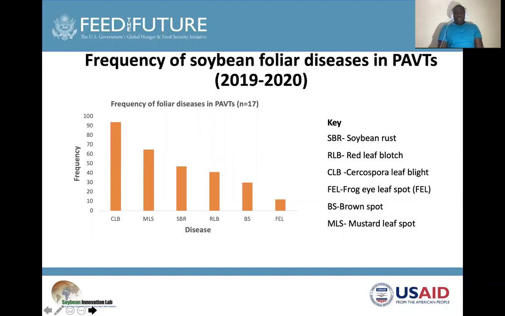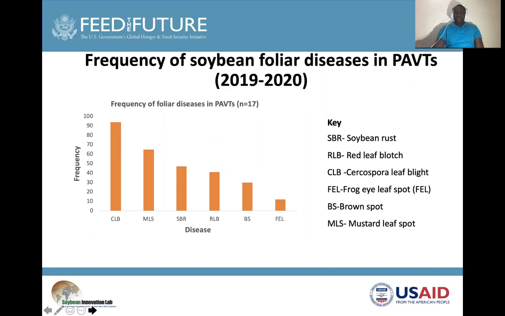We looked at the number of times a disease was observed in the 17 sites that we visited. In this graph, we see that Cercospora leaf blight was the most frequent, appearing in more than 15 sites out of the 17, followed by mustard leaf spot and soybean rust. Frog eye leaf spot and brown spot were observed in a few sites, about 3 or 2 sites during this survey.